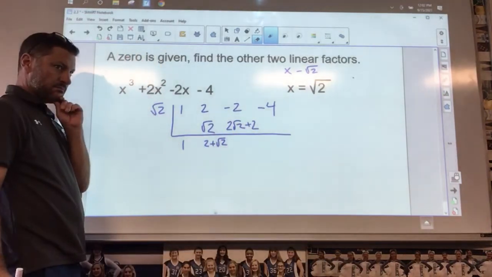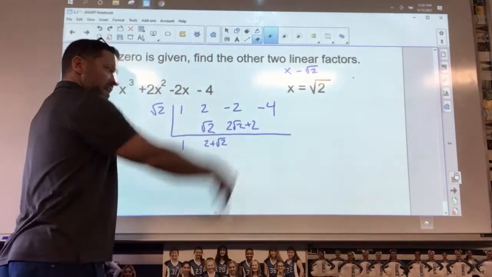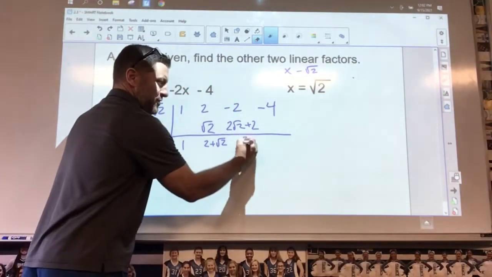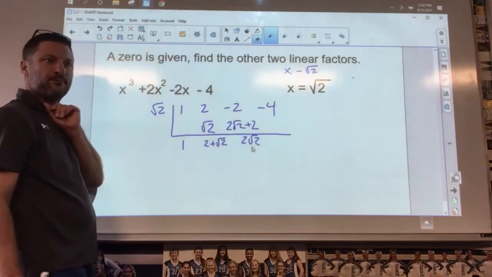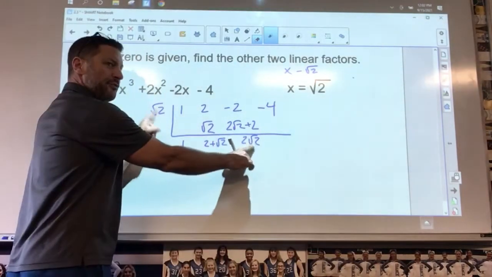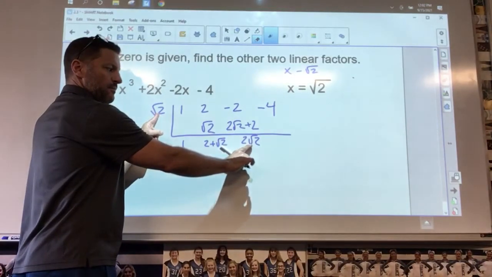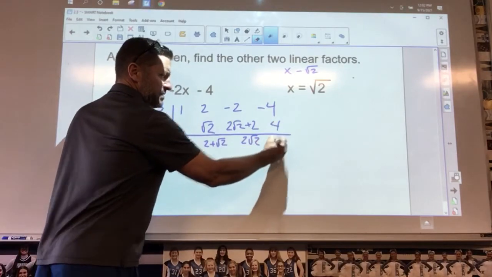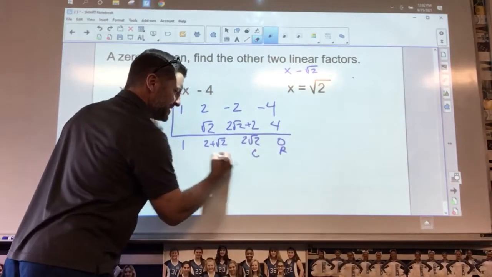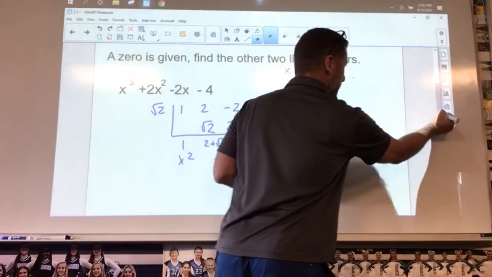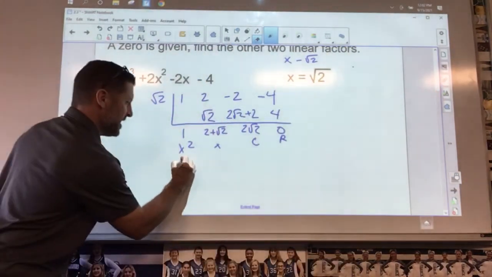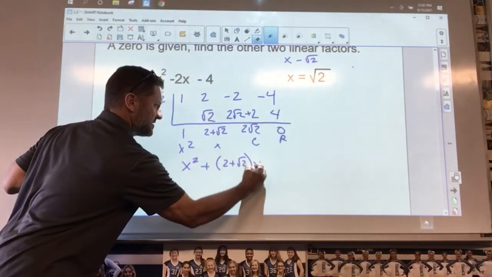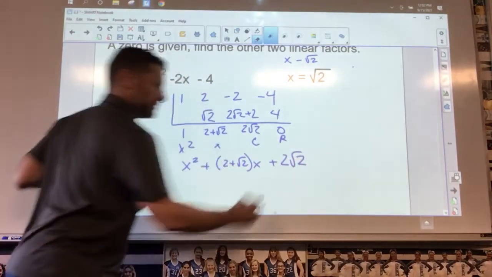Oh no, not enough room in my little box. Add it. 2 square root of 2. Multiply it. You end up getting 4. Root 2 times root 2 is 2, times 2 is 4. And 0. Remainder, constant, x squared. Here we go. The answer here is x squared plus (2 plus radical 2)x plus 2 radical 2.